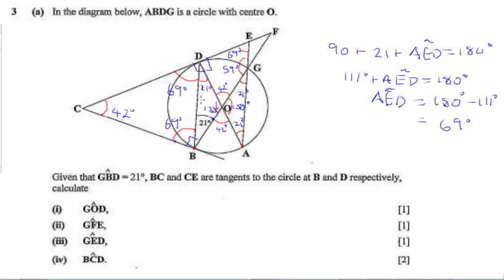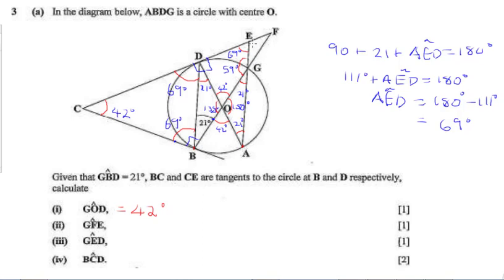And let's look at the questions that we've been asked to find. We've been asked to find angle GOD. Have we found GOD? Yes, we have. And that is equal to 42 degrees. We've also been asked to find GFE.